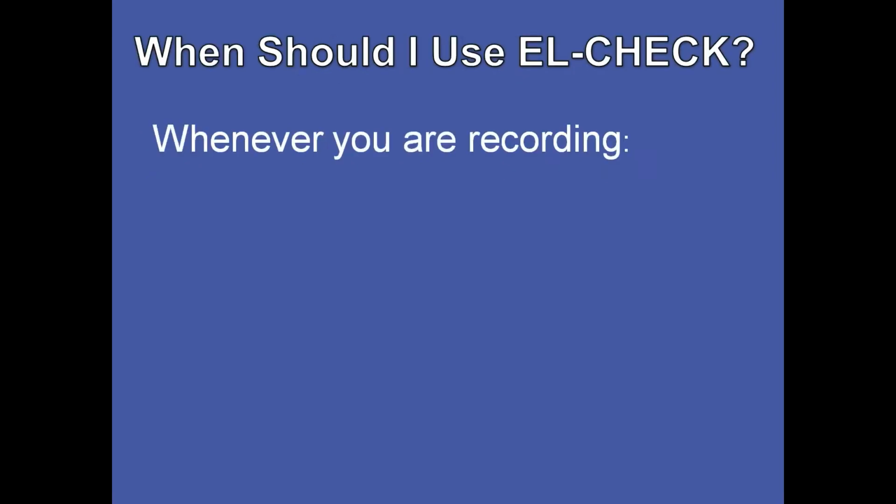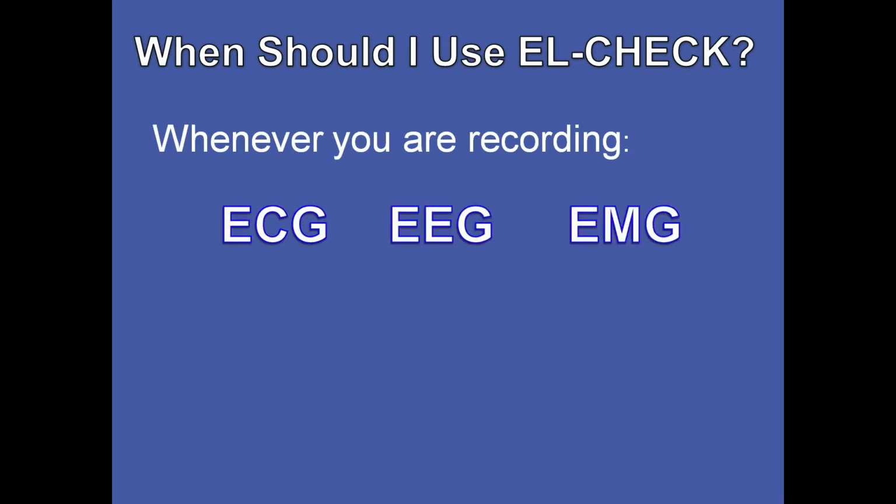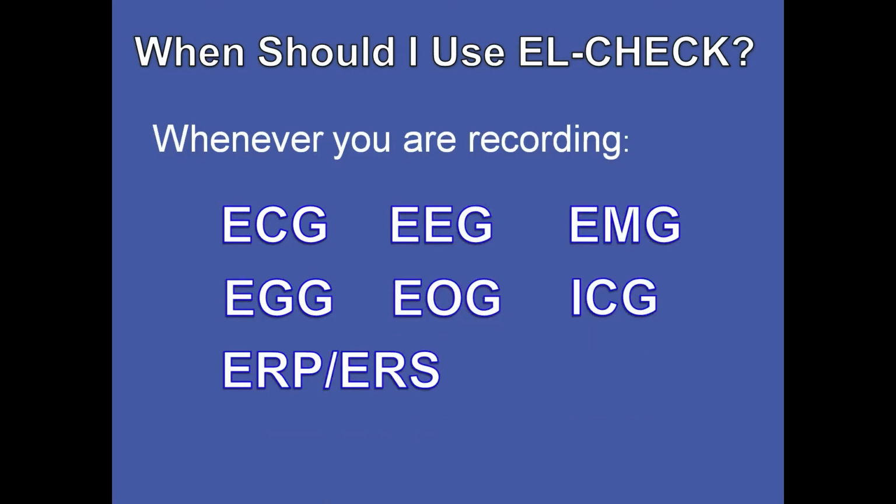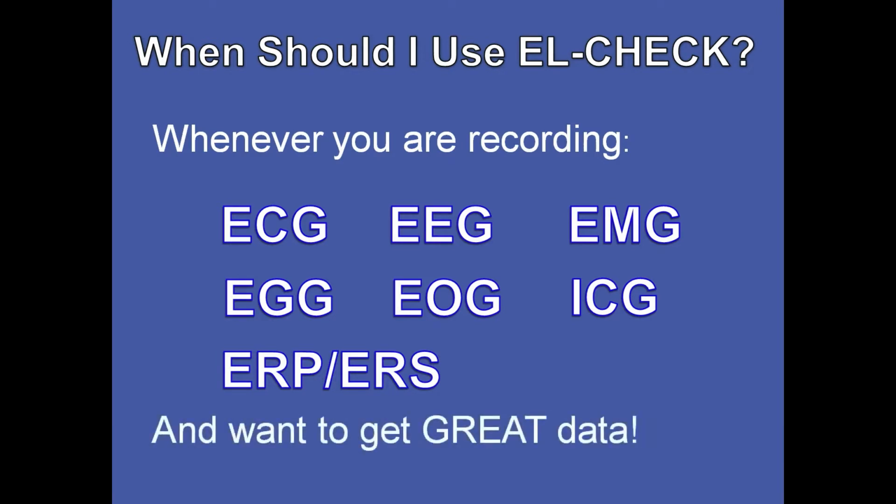When should you use L-Check? Whenever you're recording ECG, EEG, EMG, EGG, EOG, ICG, ERP or evoked responses, and you want to get great data. L-Check is especially important for signals such as facial EMG and EEG, where a good signal-to-noise ratio is very important.